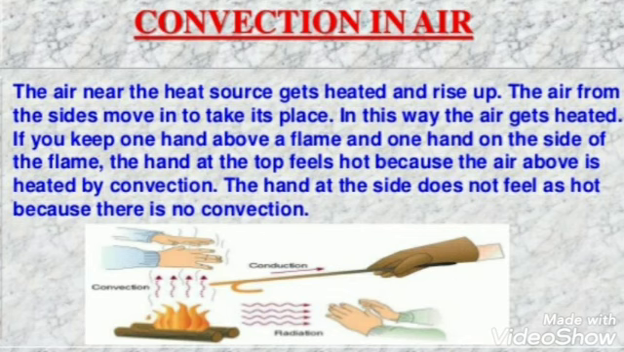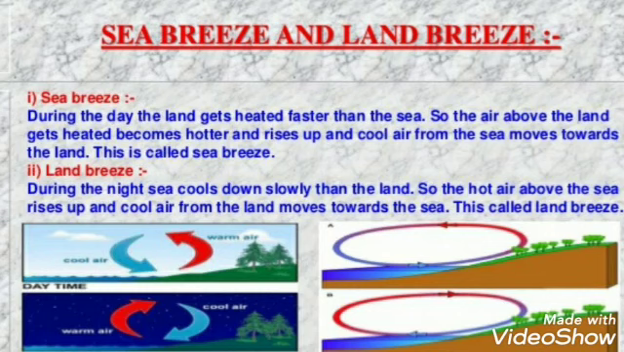Convection is seen in air also. The air near the heat source gets heated and rises up. Hot air always rises up. The air from the sides moves in. So always you feel hot whenever you are touching the candle above. You start feeling hot because the heat is directly rising up. And because of this phenomena of convection in air, we see what you know as sea breeze and land breeze.